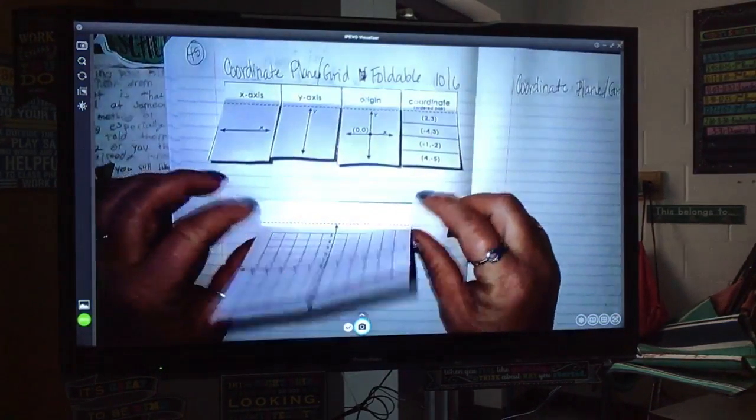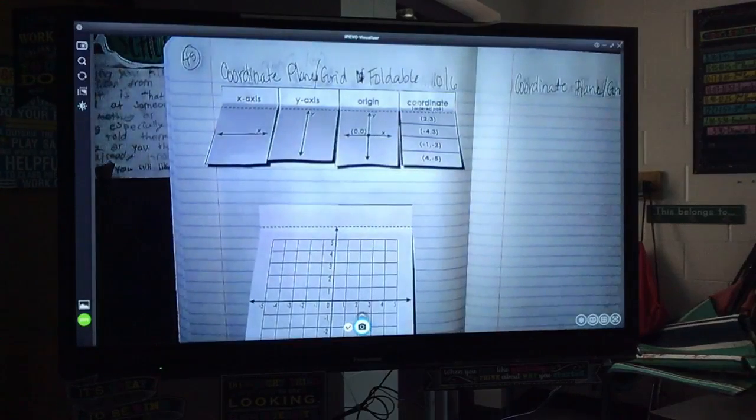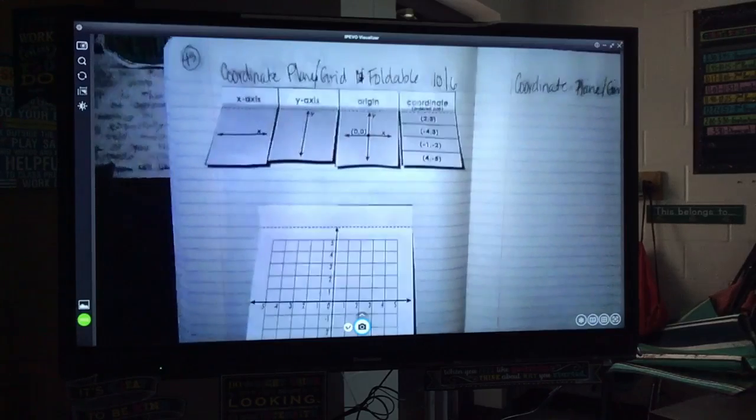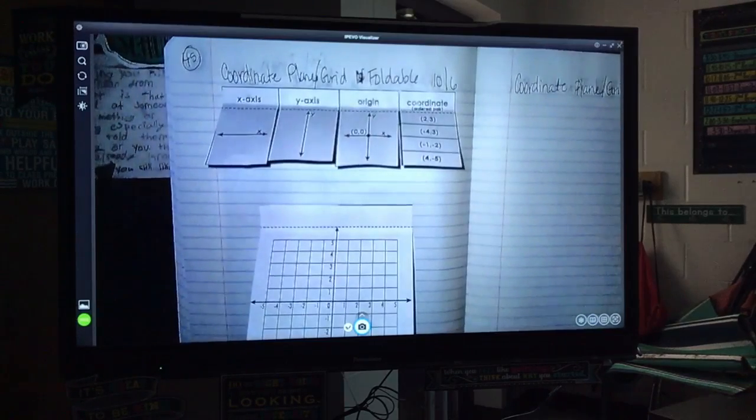About 20 more seconds and then we're gonna get started. Ten seconds. 5, 3.